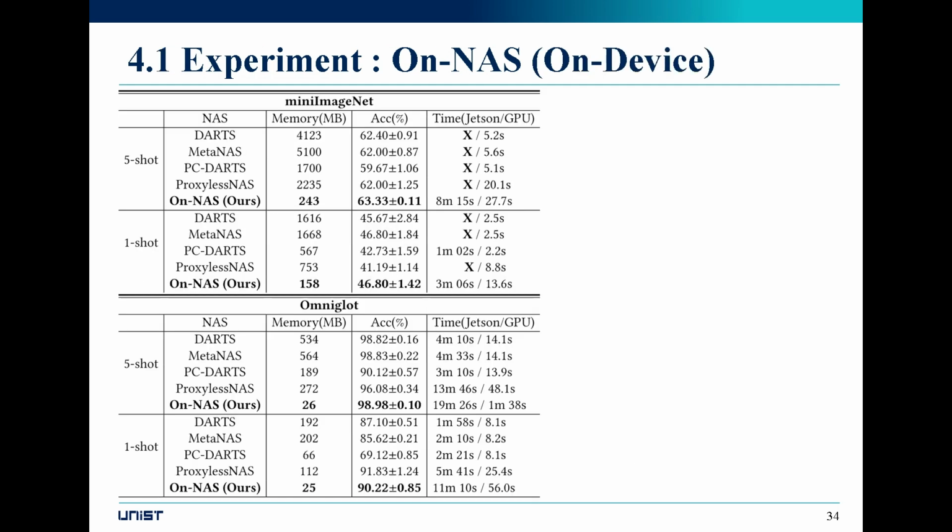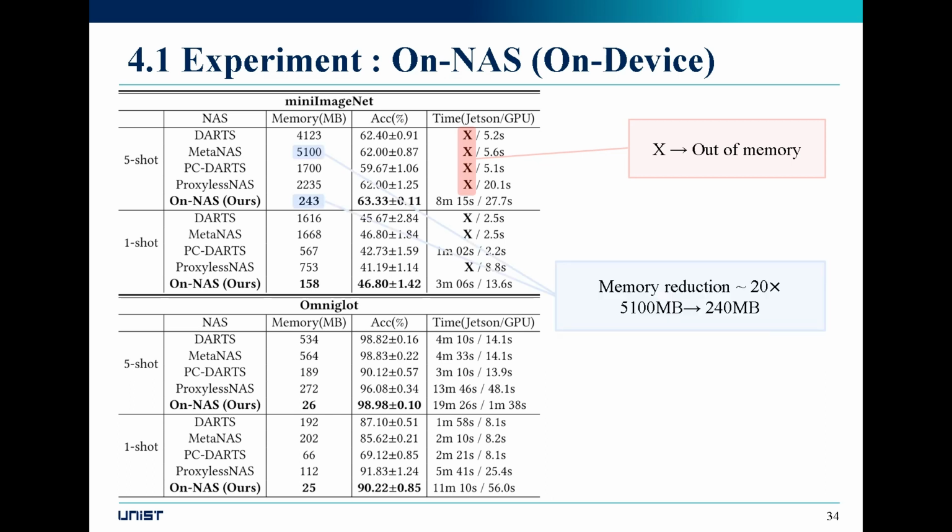Let's take a look at our result table. X here means that we met an out-of-memory issue on the target device, therefore we could not check the computation time. As you can see, we reduced our required memory from 5 GB to 0.25 GB, almost 20 times smaller. Still, we got comparable performance over various settings at par of 98%.